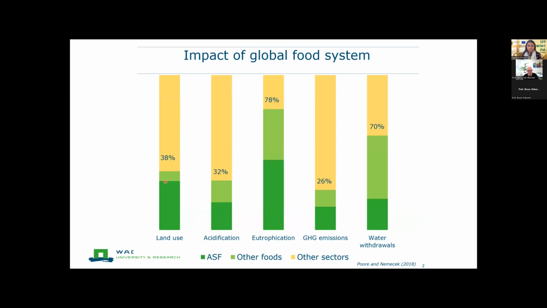This is, in green, the share that the food system is taking in some of the environmental issues that we're facing on our planet. And the darker green part of the bars shows the share of animal sourced food, ASF. So you can see the role of our food systems on land use, acidification, eutrophication, etc., and also the prominent role taken by the production and consumption of animal sourced food. This is not just about production, it's the food system, so it's production and consumption.